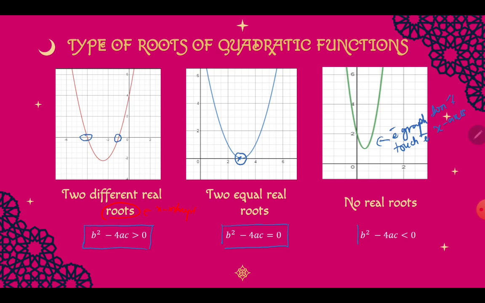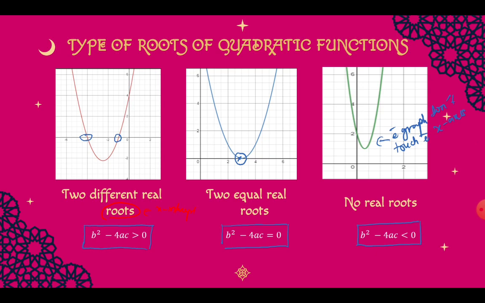Okay, the discriminant must be less than 0. So these are the relations between the type of roots and the discriminant. Remember, we have 3 types of roots. The first one is 2 different real roots, so we relate it with the discriminant. The discriminant must be greater than 0.